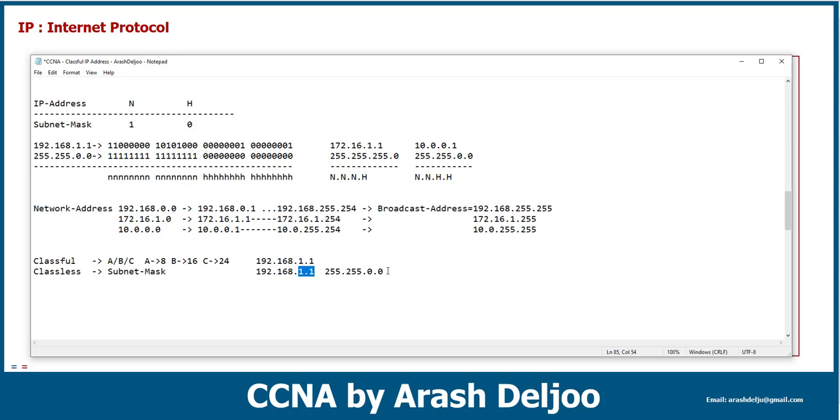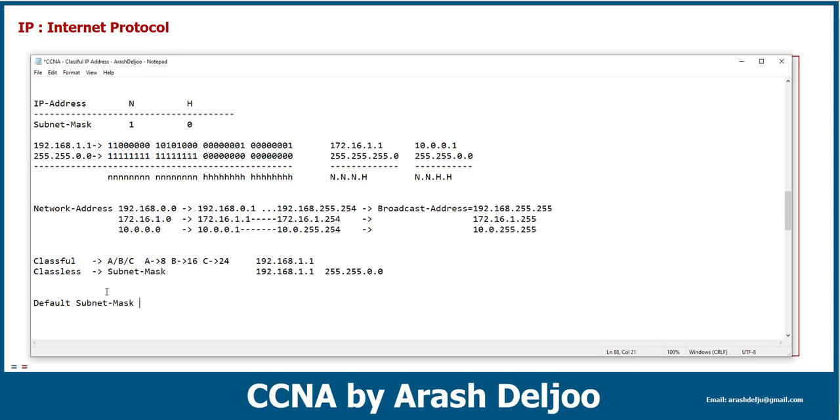Because of that, in classless networks, it is mandatory that we configure the subnet mask. In classful networks, we didn't have this option. Okay, now, what is the default subnet mask? Maybe you encounter this definition in some cases. Let me talk about that.